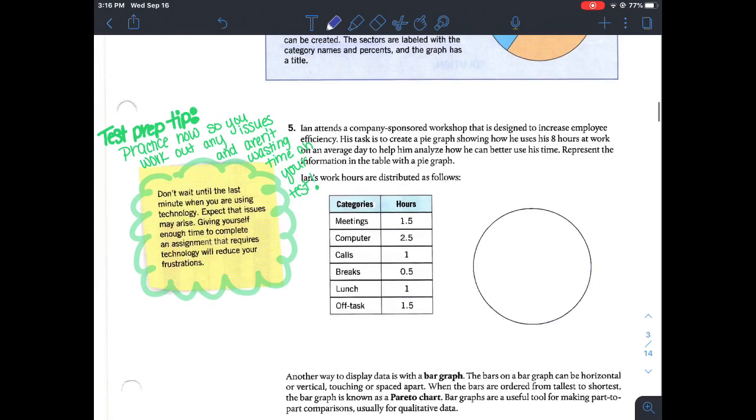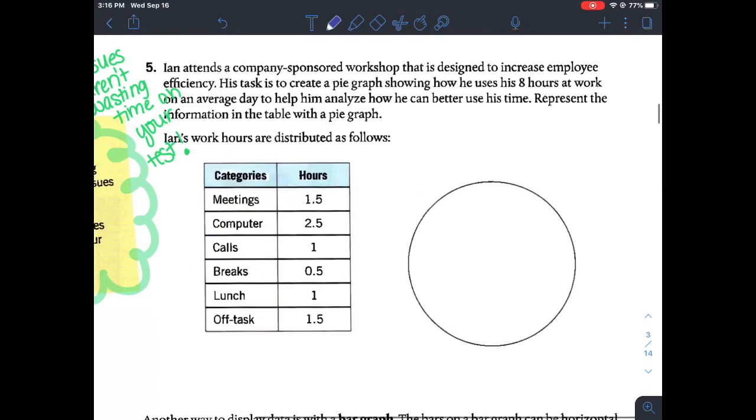So for number 5, Ian attends a company-sponsored workshop that is designed to increase employee efficiency. His task is to create a pie graph showing how he uses his 8 hours at work on an average day to help him analyze how he can better use his time. Represent the information from the table into a pie graph.